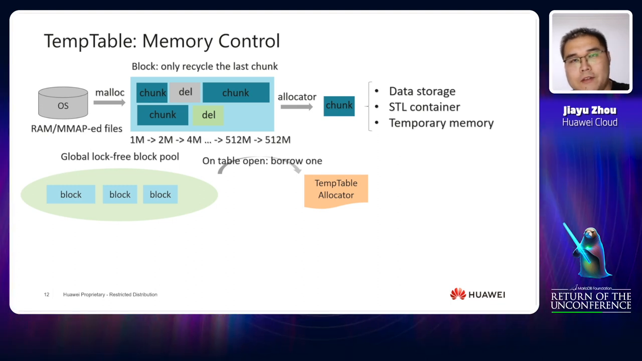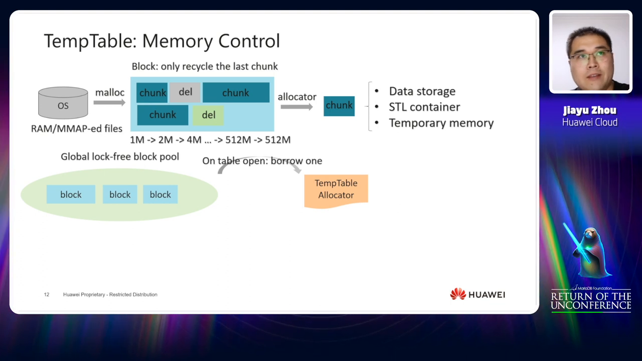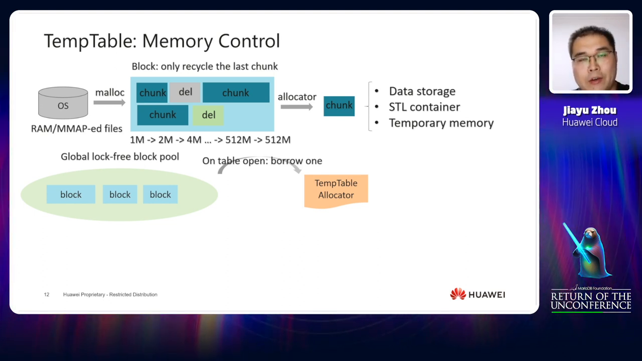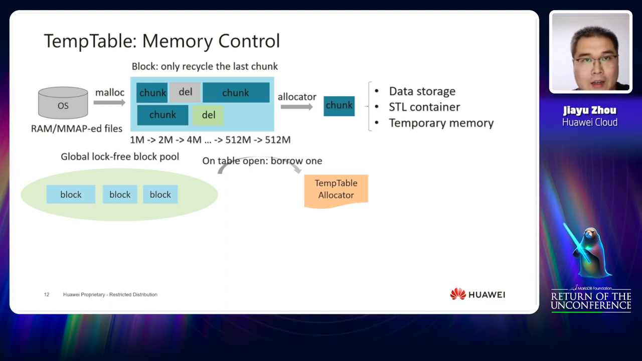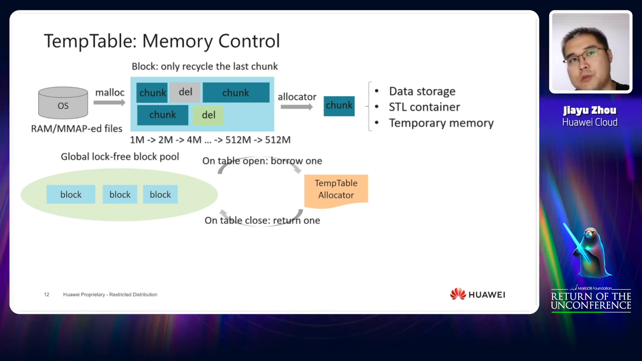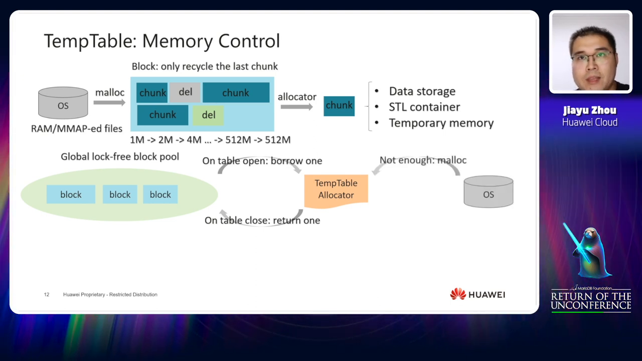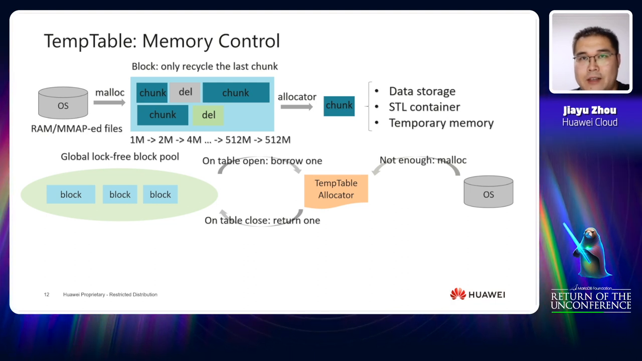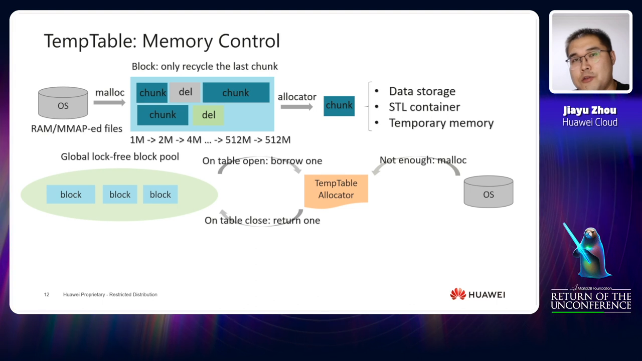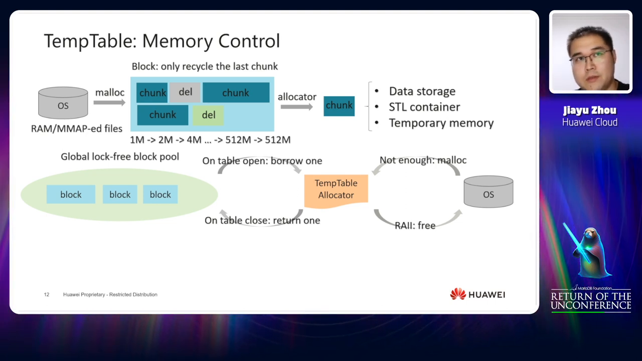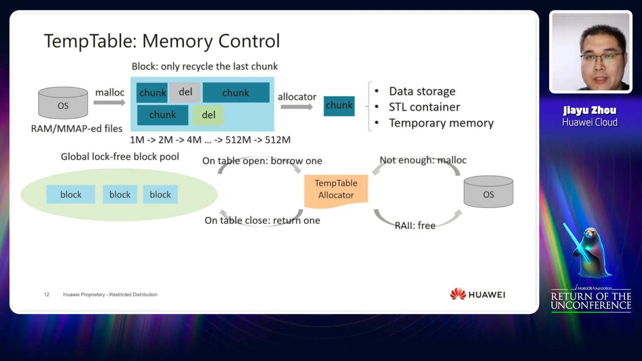And each time the server creates a timetable, it will borrow an empty block or a pre-allocated block from a global lock-free block pool. And once the timetable is closed, it will return the block back to the block pool, which reduces memory allocation. And if the pre-allocated block is not large enough, timetable will allocate new memory from the operating system. And once all chunks in a block are released, the block will be freed and released to the operating system.